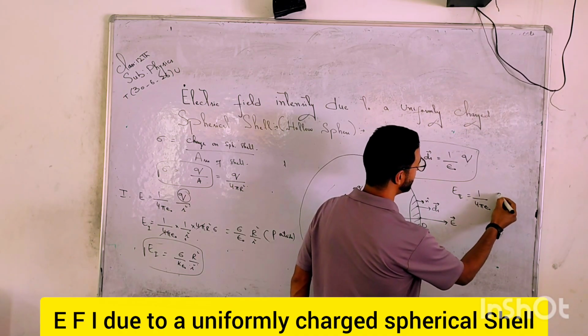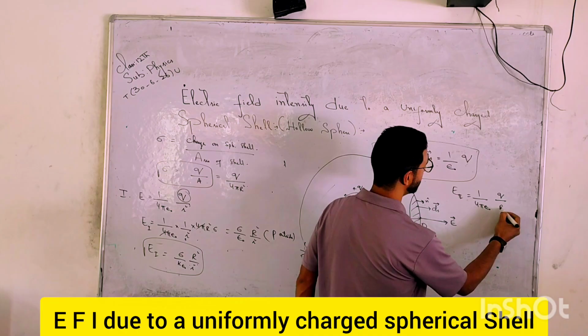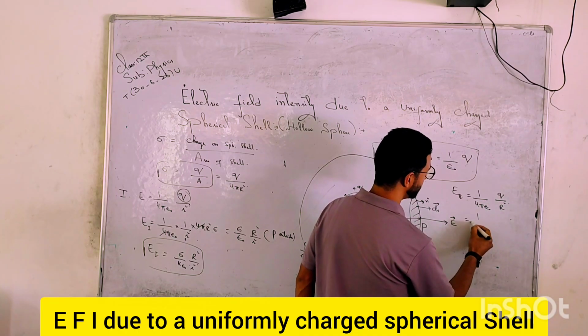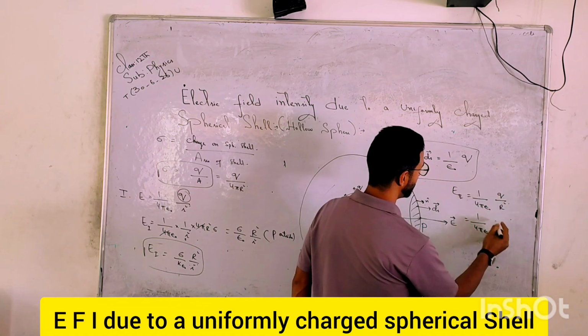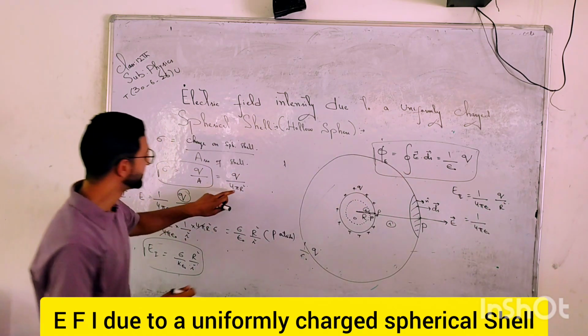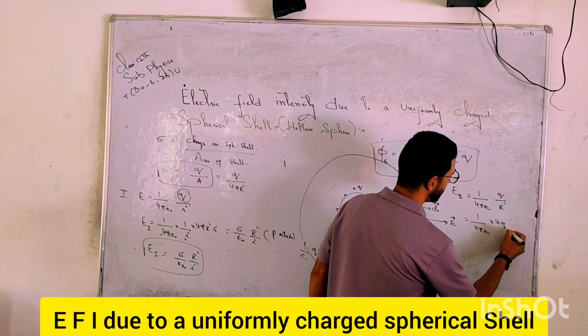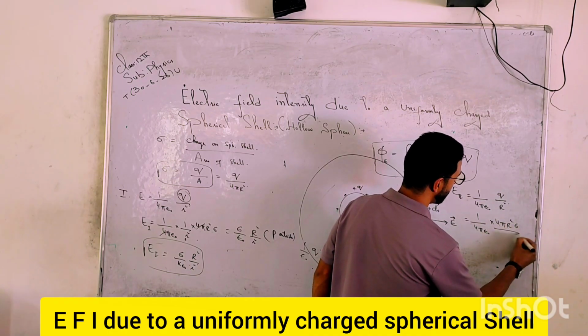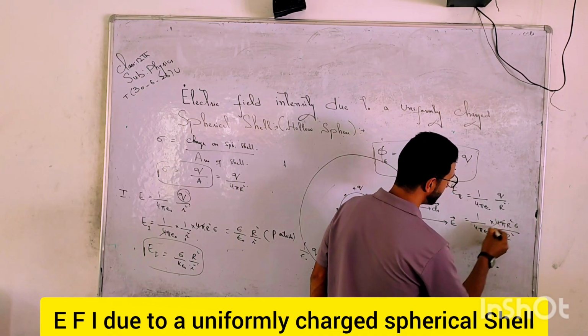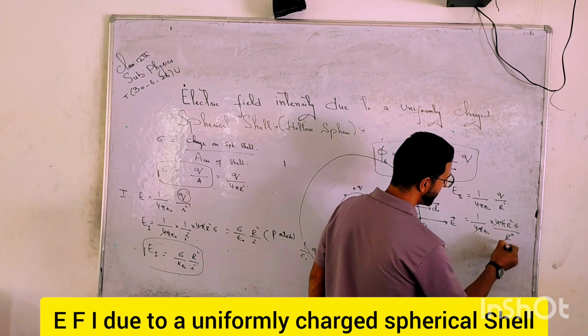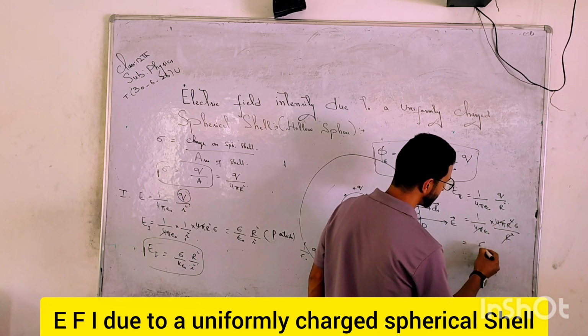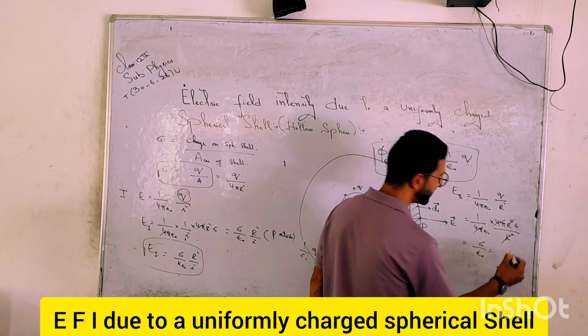So this is 1 by 4 pi epsilon naught Q divided by R square. तो इसको हम ऐसे भी लिख सकते हैं. This is 1 by 4 pi epsilon naught. Q के बदले क्या लिखेंगे? This is 4 pi r square sigma. ठीक है? So this is 4 pi r square sigma divided by r square. 4 pi और 4 pi cancel हो जाएगा. R square और R square भी cancel हो जाएगा. So this is sigma divided by epsilon naught.